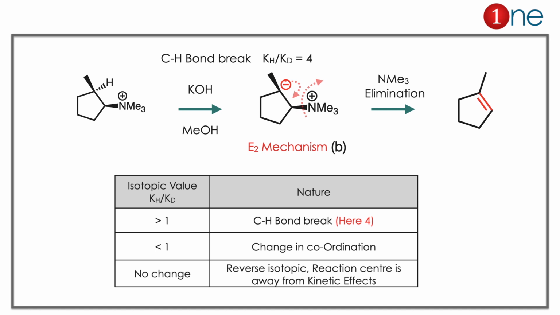If it is lower, a change in coordination is the real possibility. If there is no change in kH by kD, definitely the reaction center is away from our point of interest. Here the concept you have to learn is that kH by kD, the isotope effect, greater than 1 means C-H bond breaking happens. If it is less than 1, it means a change in coordination occurs there.